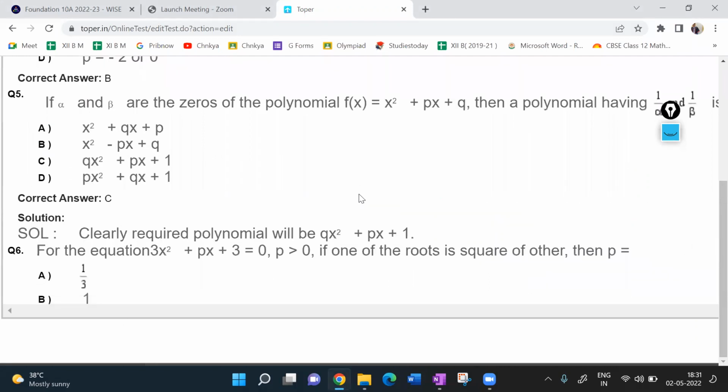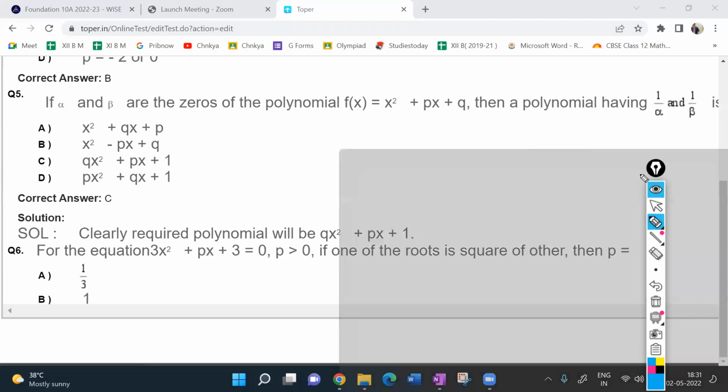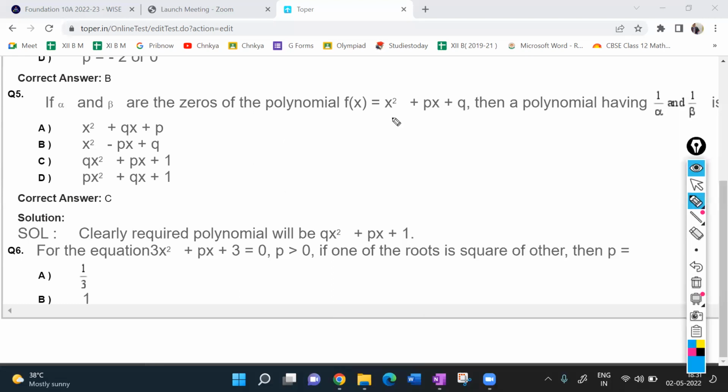Alpha and beta are the zeros of this polynomial. Then the polynomial having this is what? Very simple, what is the big deal in this? Look, tell me what is the answer? So here alpha plus beta, right? Alpha plus beta is what? Minus P. Alpha beta is what? Q. Correct? And 1 by alpha we need.